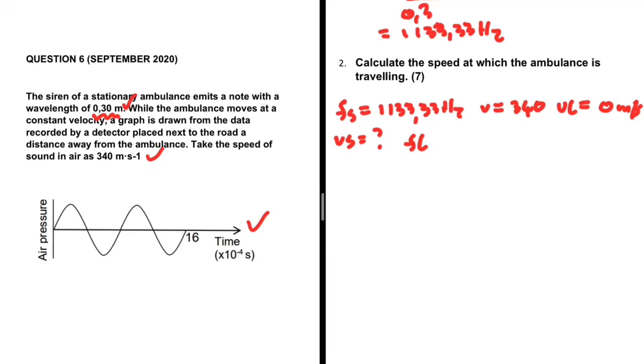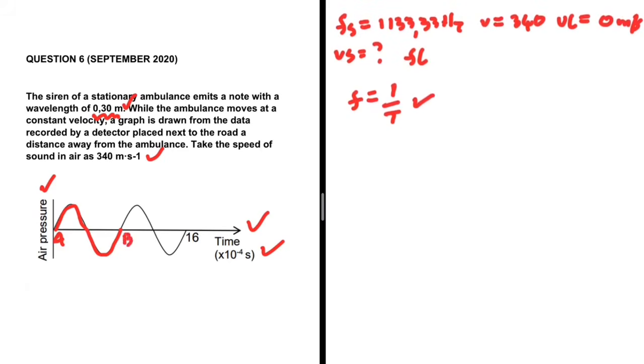Okay, FL. We know that the frequency is equal to 1 over T, right? I'm choosing this equation because of the graph I have. On the x-axis, I have the time, and on the y-axis, I have the air pressure. So that's why I want to calculate the frequency using 1 over T, because I can extract the period. We know that the period is the time taken for one complete wavelength. So from A to B, it's one wavelength, and then from B to C, it's another wavelength, right?